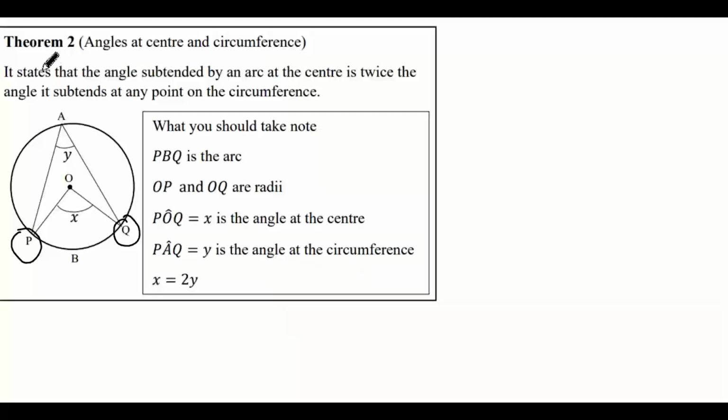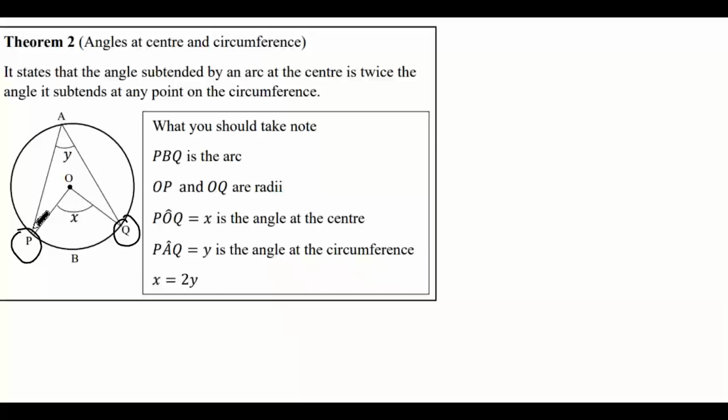So you don't need to memorize this, that it says that the angle subtended by an arc at the center is twice the angle it subtends at any point on the circumference. You don't need to memorize that. Once you just have this, you should know what you should get from it.